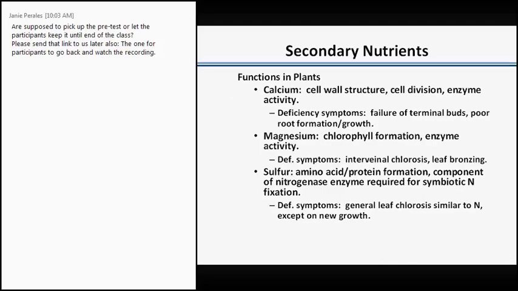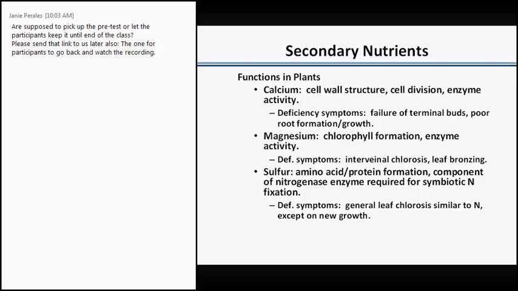Functions in the plant. Calcium: cell wall structure, cell wall division, and a lot from an enzyme activity standpoint. Well, what happens from a deficiency standpoint? Well, we get failure of the terminal buds, so we don't get very good setting of whatever our harvestable crop happens to be. We get poor root formation and growth, and so you usually have stunted roots. So very different compared to the other nutrients that we talked about.